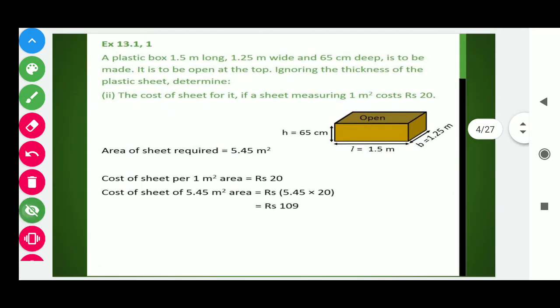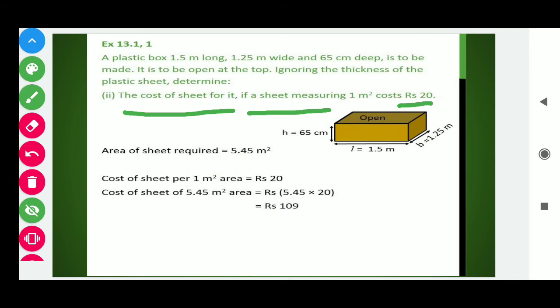Next is the second part. With the same dimensions, we have to calculate the cost of the sheet for it, if a sheet measuring 1 square meter costs rupees 20. Students, suppose we have to make this open box, how much money is required to make the complete open box?